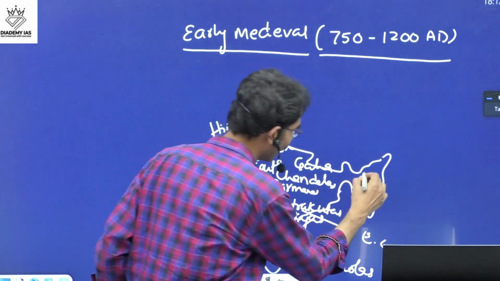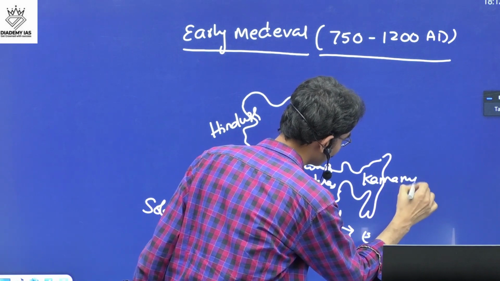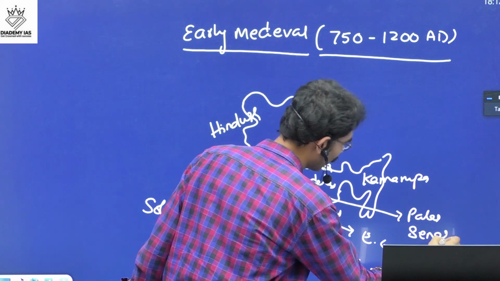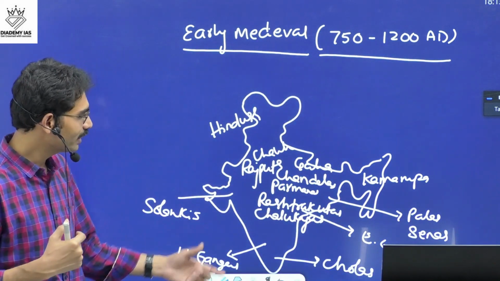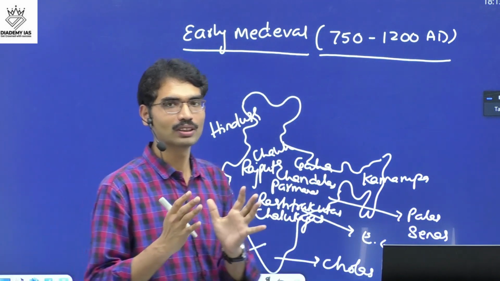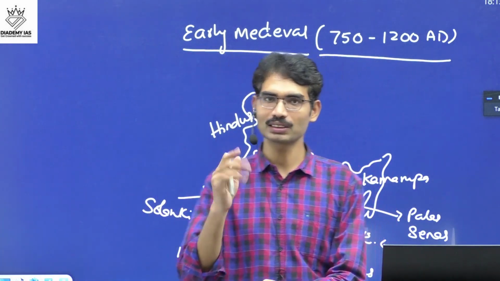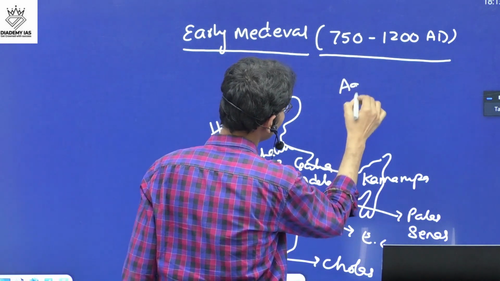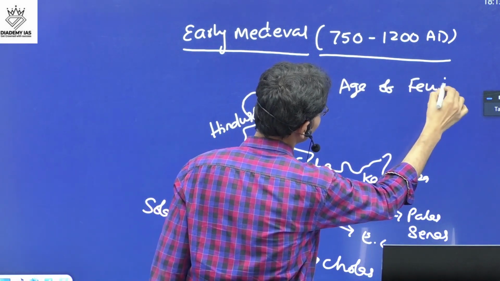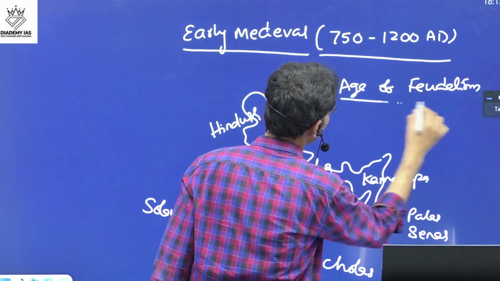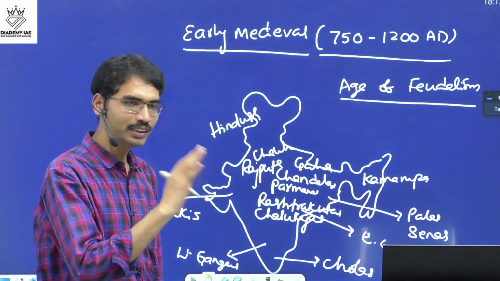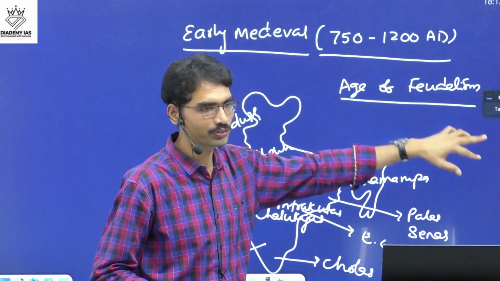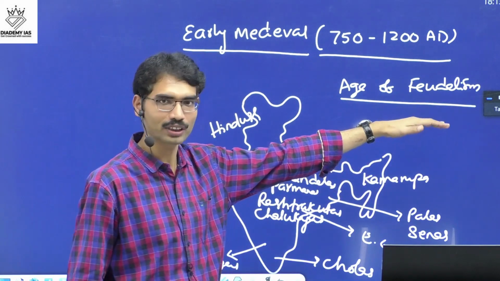And here you have the Kamarupa kingdom also. And when it comes to here, Palas and Senas. Now when these many people are there, it's very difficult to define the exact nature of the political system. That is why scholars considered this particular time period the age of feudalism. And some scholars agree to that, some scholars do not agree to that. But within feudalism also, different scholars have different opinions about the nature of feudalism.